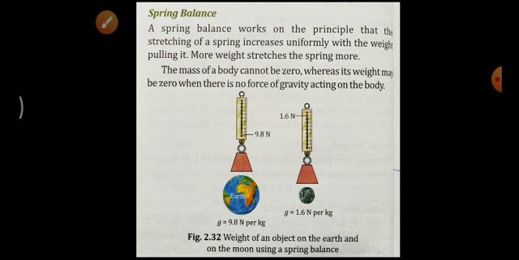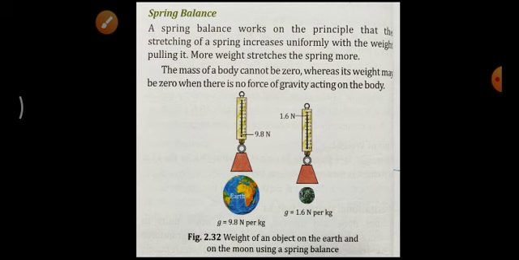Here in figure 2.32 it shows the weight of an object on the earth and on the moon using a spring balance. You can see that the value of g is given as 9.8 Newton per kilogram on the earth's surface, and the value of g is 1.6 Newton per kilogram on the moon's surface. So it varies.